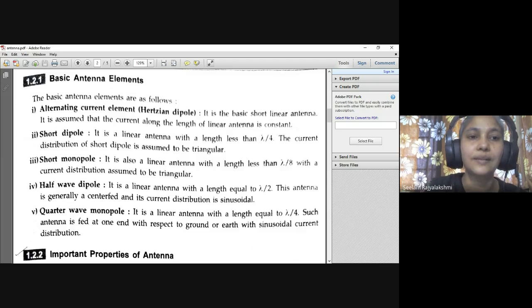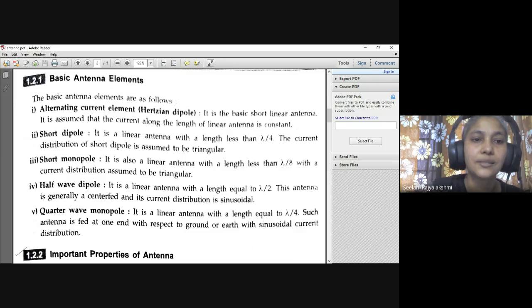Now let us see the short dipole. It is a linear antenna with length less than lambda by 4. So its length is less than lambda by 4. Here the current distribution of the short dipole is assumed to be triangular, unlike the Hertzian dipole where the current along the length is constant.